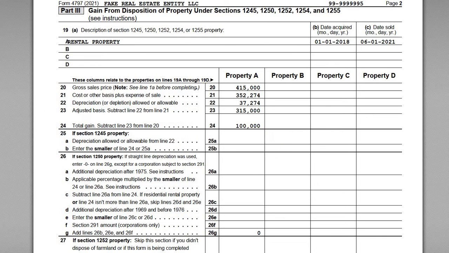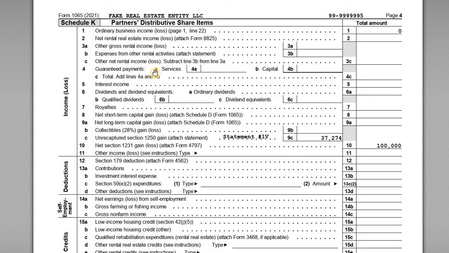Now, if we jump up to Schedule K for the 1065 here, this is where we report the totals, and then everything is being allocated across to the partners depending on their ownership percentages. So on line 10, we have our net 1231 gain. There's that $100,000 number. And then on line 9C, we report the component that is unrecaptured Section 1250 gain. So there's the 37,274. That was the total depreciation that was taken on the property over the course of its life. So when we look at this number, it's very important to remember.